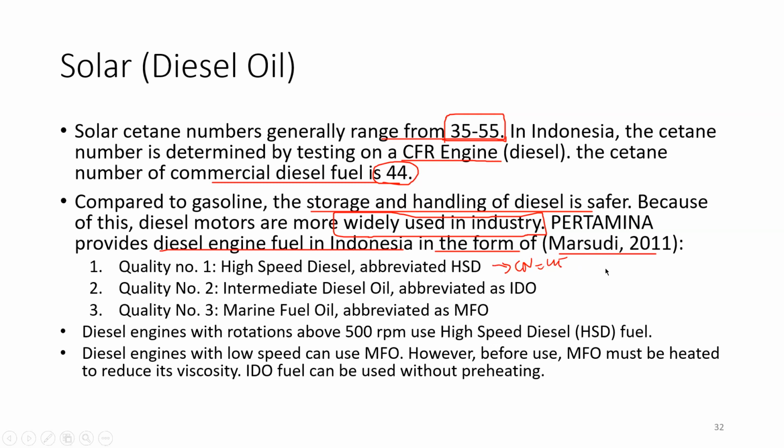So this type of fuel is intended for motorized transportation vehicles, or what we call industrial machines. And quality number 2, we call the intermediate diesel oil, abbreviated as IDO. Previously we also abbreviated it as HSD. The intermediate diesel oil we get from the distillation of black oil, which is liquid at a low temperature, usually has a low sulfur content, and is acceptable for medium speed diesel engines in the industrial sector.